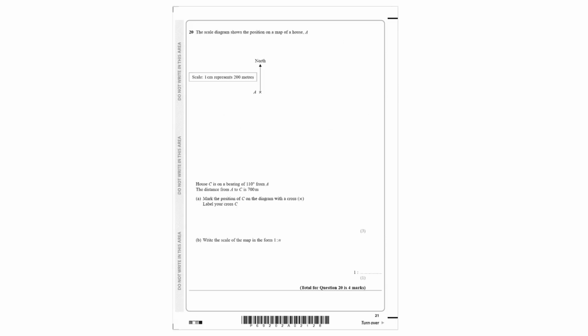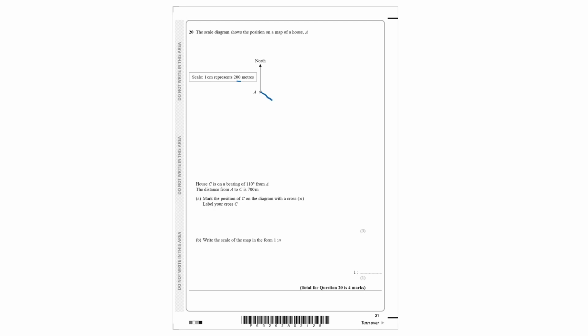Question 20. The scale diagram shows the position on a map of a house A. Scale is 1 centimeter represents 200 meters. House C is on a bearing of 110 degrees from A. The distance from A to C is 700 meters. Mark the position of C on the diagram with a cross. Label your cross C. So first off, we can say that it's 110 degrees.